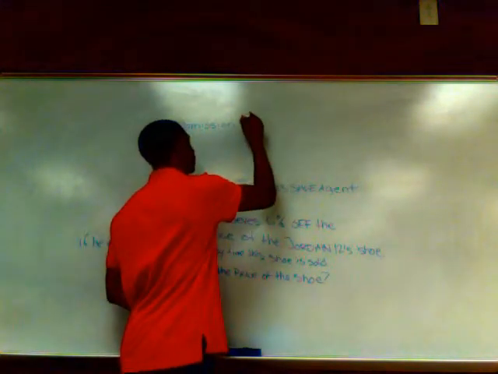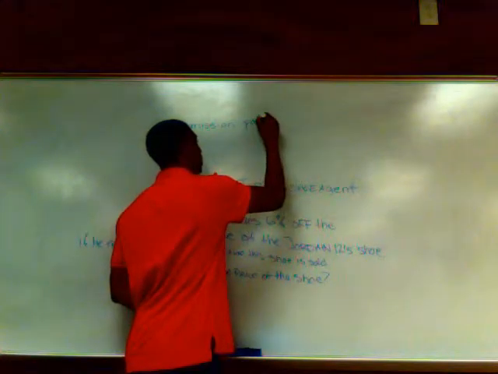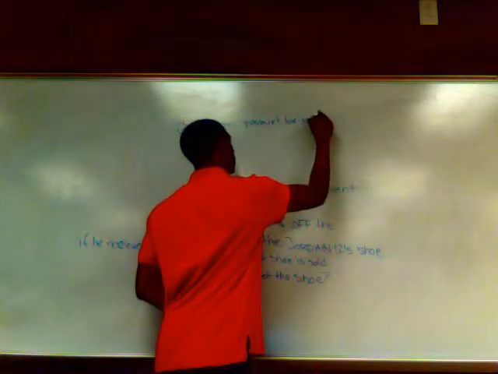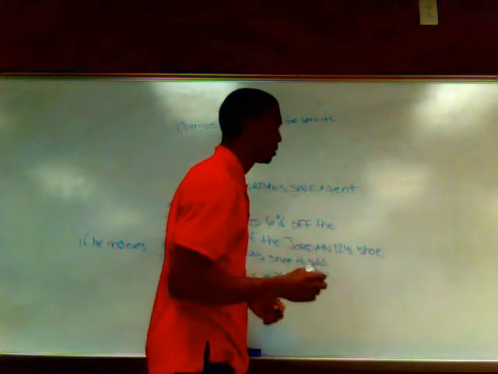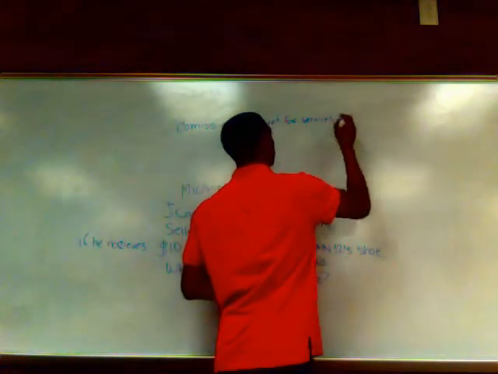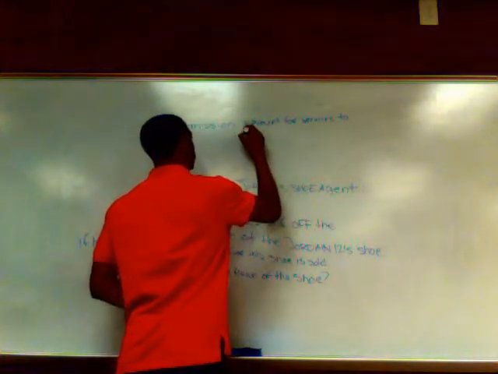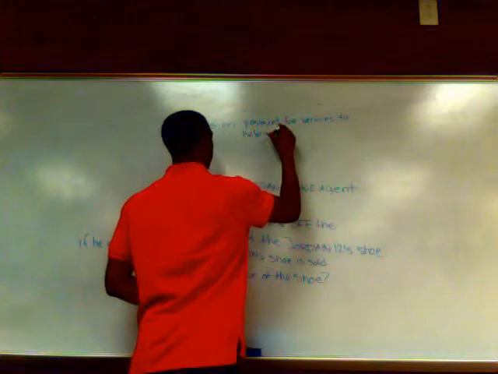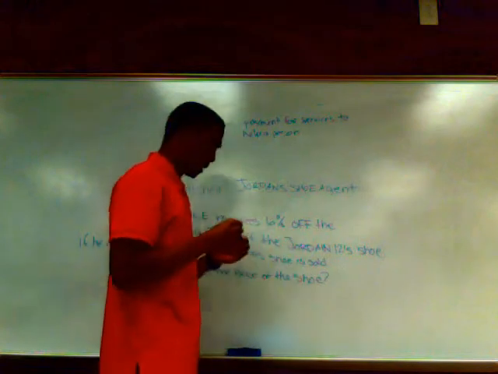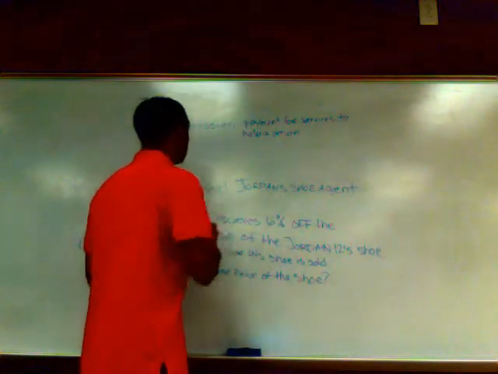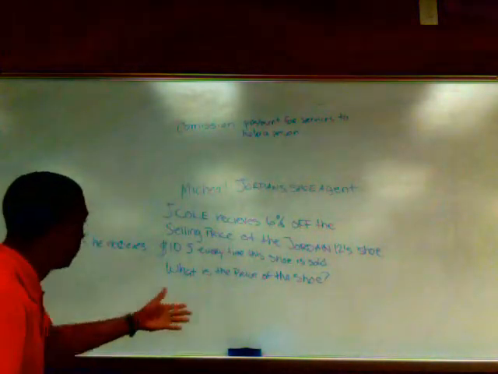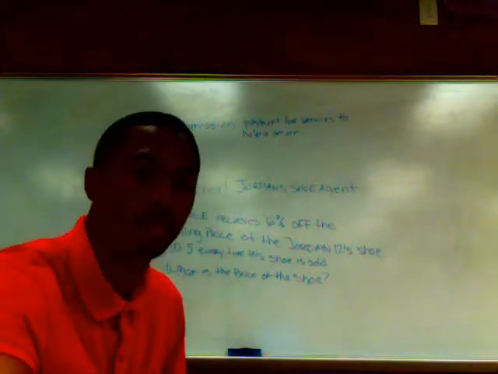So let's define it. Commission is payment for services to help a person. Again, this is my definition. It's not a Webster's definition, but it gives you an understanding of what commission is. Now, how do we find the total price of the shoe?